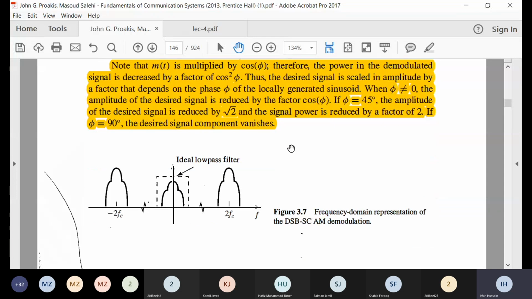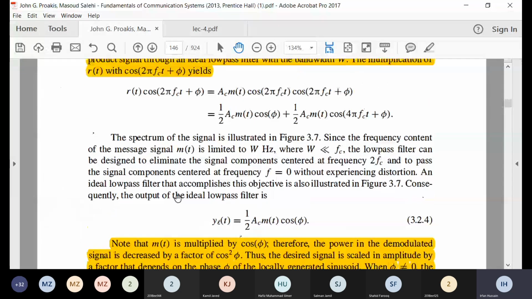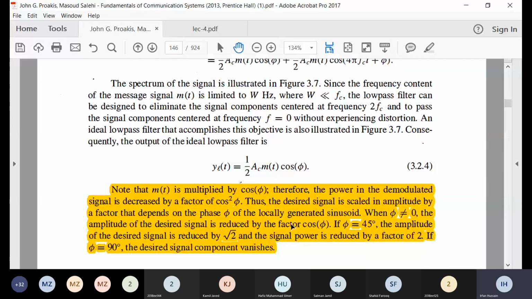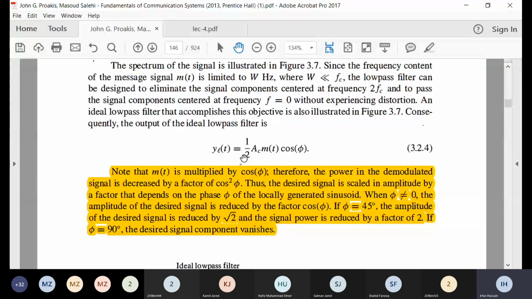So this is a low pass filter, it will just pass the lower frequencies. So after the low pass filter, you know, this will go to 0. You will just get this part, this signal will be received. Now here you can see that we are receiving our m of t, but you know, m of t is being multiplied by cos φ. So its amplitude will be reduced by cos φ.